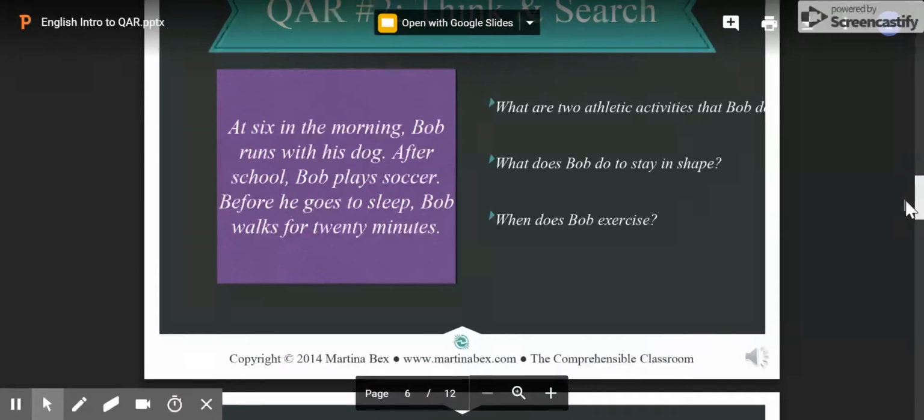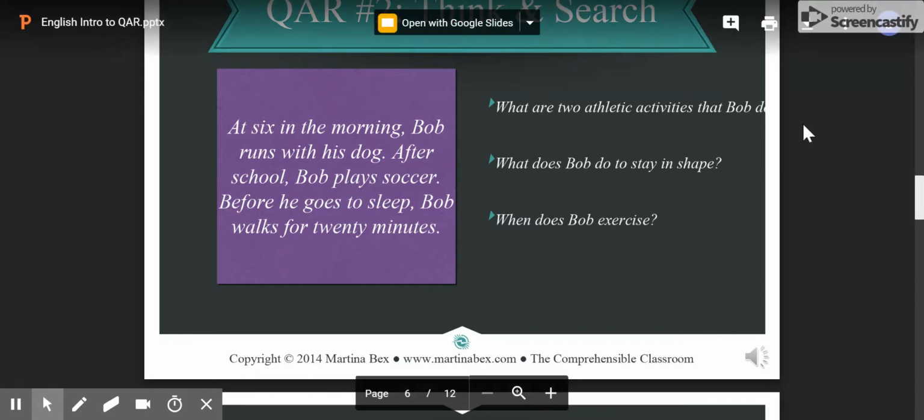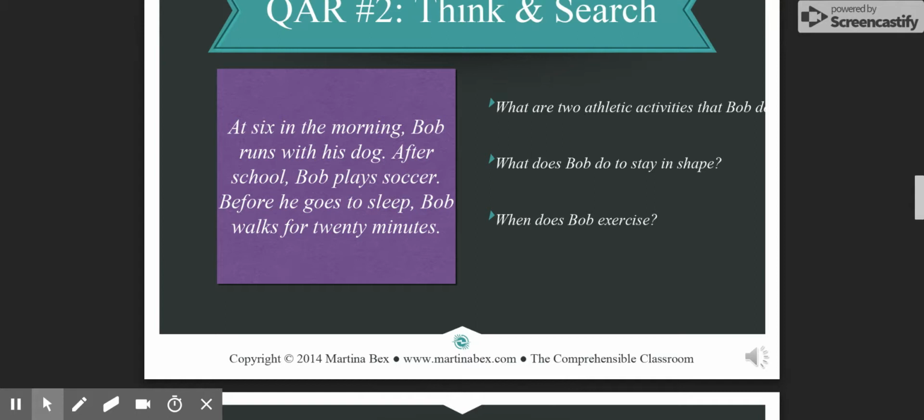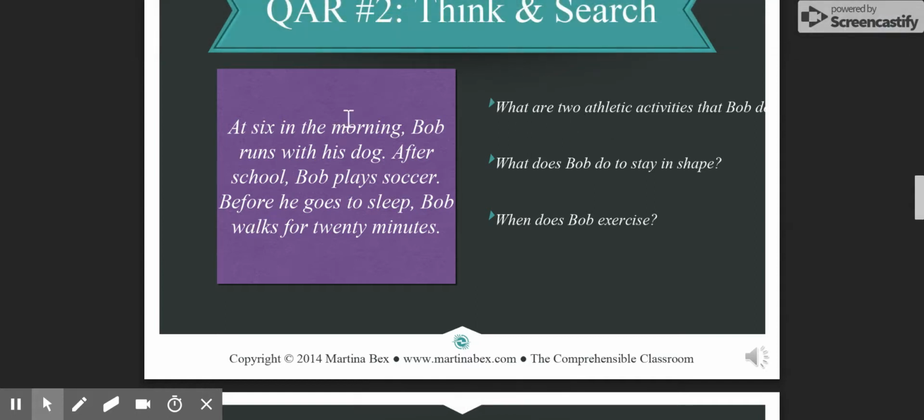Same passage as before, but our questions look different. The first question says, what are 2 athletic activities that Bob does? Well, one activity is that he runs with his dog, and the second one you could say is that he plays soccer. Again, since we're looking at 2 pieces of information and they're found in different places in the text, the first one is found in the first line, the next one is found in the second line, that information is looking for more than one thing, which is why it's a think and search.